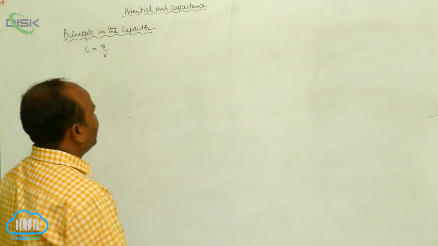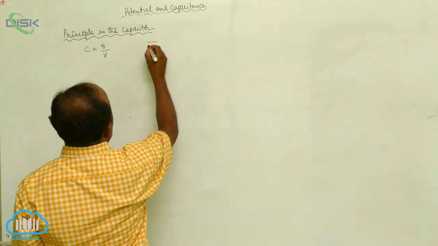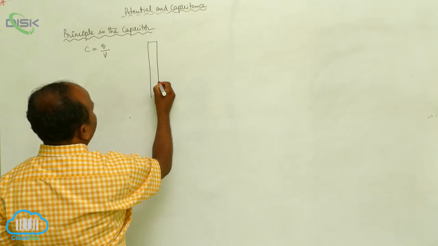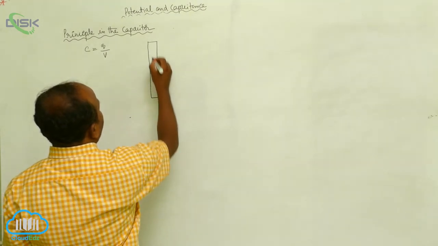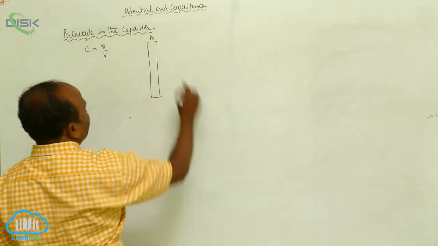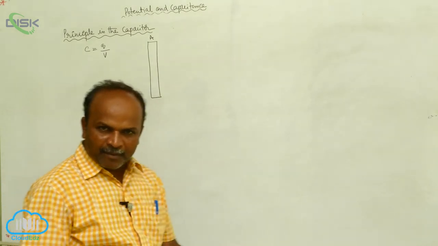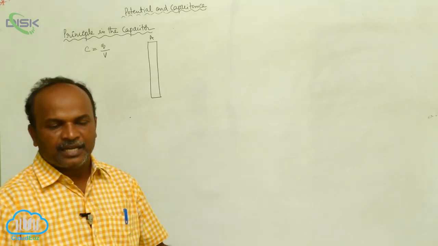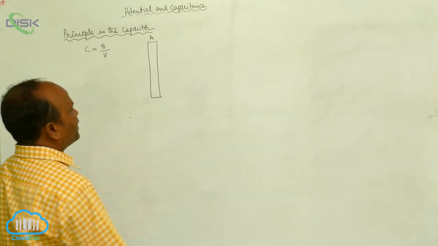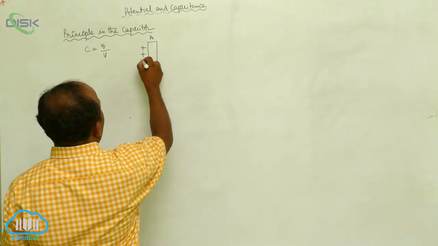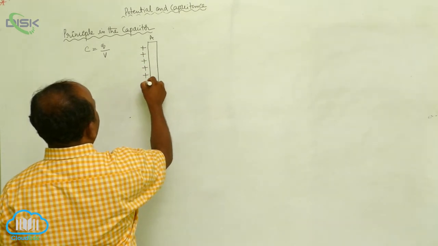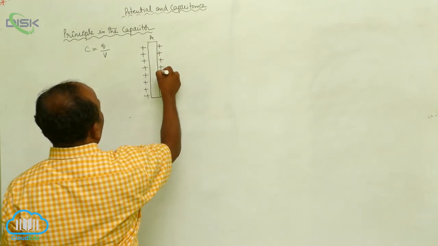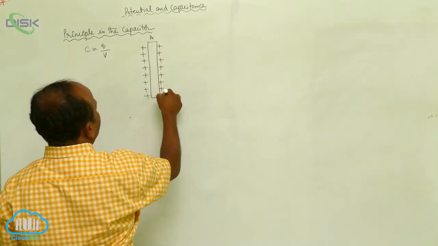Let us consider a metal plate. This is the metal plate. This metal plate is represented by A. It is a conductor, it can store the charge. For understanding purpose, this is the amount of charge stored on the conductor.